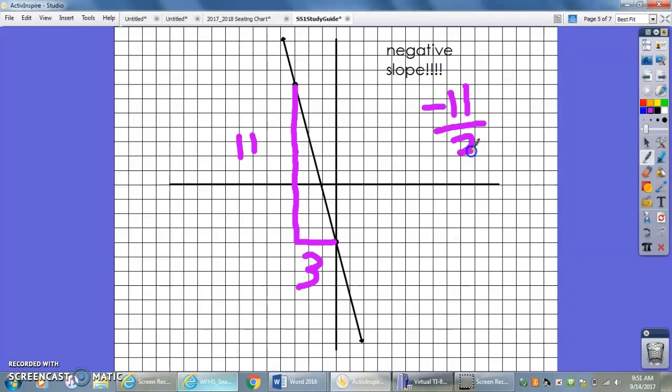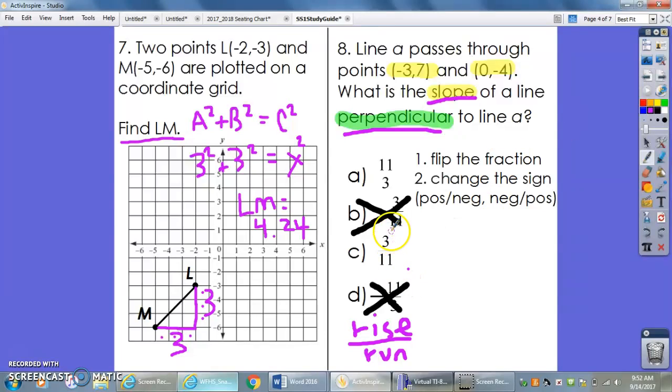Now, for perpendicular slopes, remember, you're going to flip the fraction. So flip the top and bottom. So that puts 3 on top and 11 on bottom. And you're going to change your sign. So the original slope's negative. That means my perpendicular slope is going to be positive. So my answer is going to be 3 over 11. Okay? And that would be answer choice C.